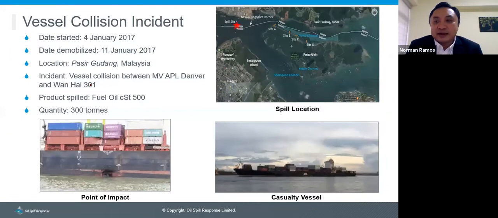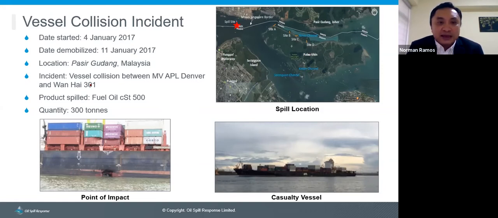So let me give an example of a socio-economic impact of an oil spill. Let me give you this case study. This is a vessel collision incident that happened back in 2017, on January 4. This is about 3 years ago. OSRL was mobilized by the spiller on that date, and we were demobilized on the 11th of January 2017. Although we were demobilized on the 11th, the cleanup was finished a couple of weeks after January 11th. But for OSRL, our participation is from January 4th to January 11th.